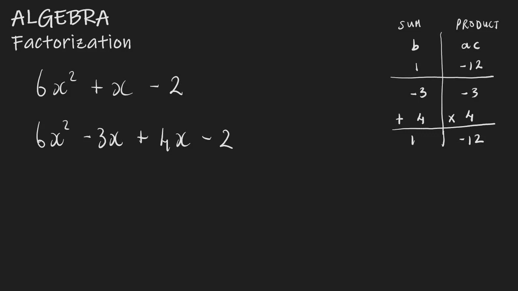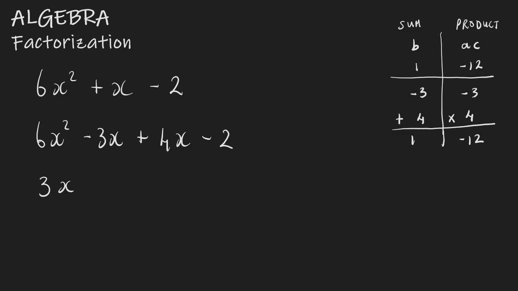The first pair, 6x squared minus 3x. We shall start with the coefficients. Here we have 6 and 3. The highest common factor of 6 and 3 is 3. We now find the highest common factor of our algebraic variables, x squared and x. The highest common factor of x squared and x is x.